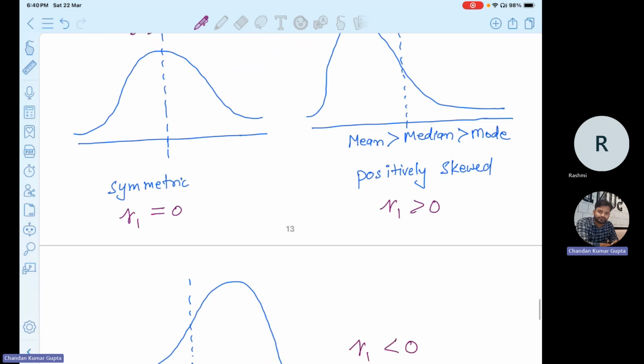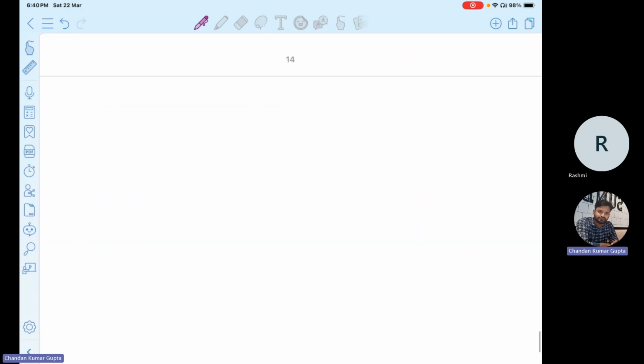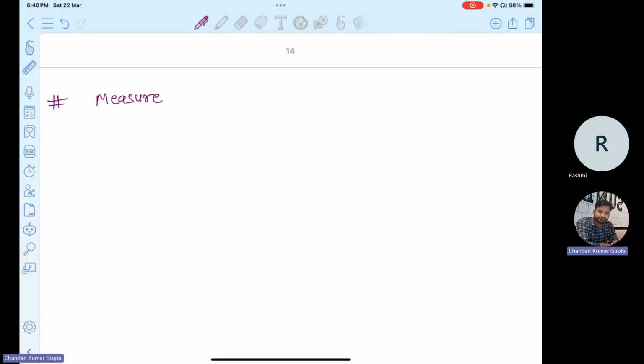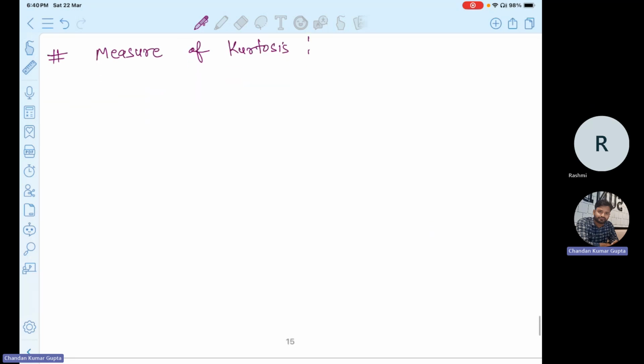Okay. Now there is one more, that is the measure of kurtosis. Okay, the last one, the measure of kurtosis is also there. Okay, so let me plot one graph again.